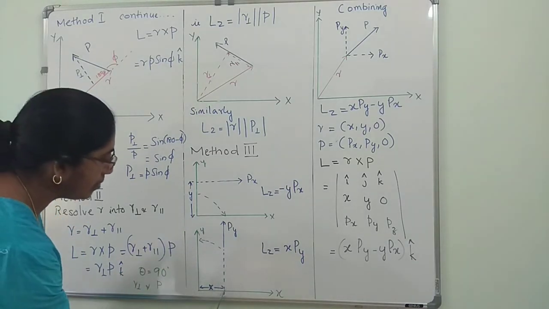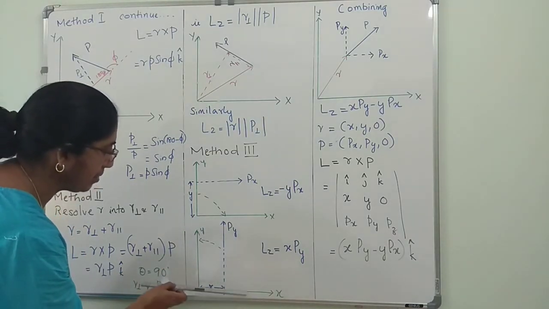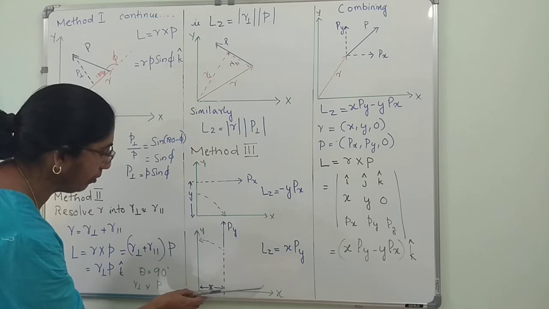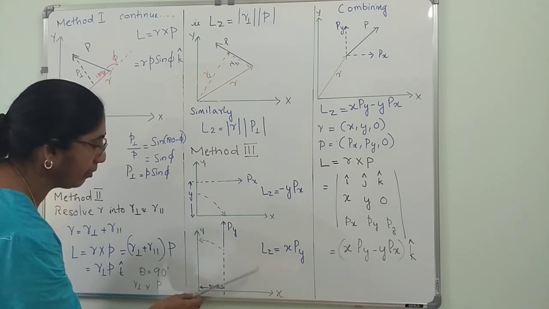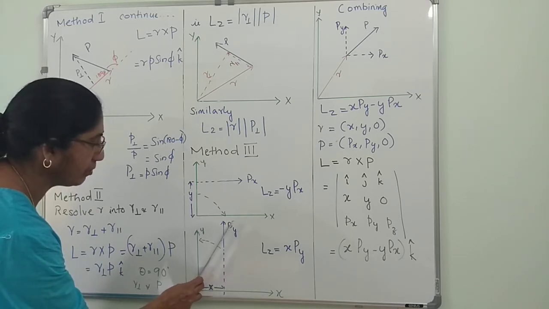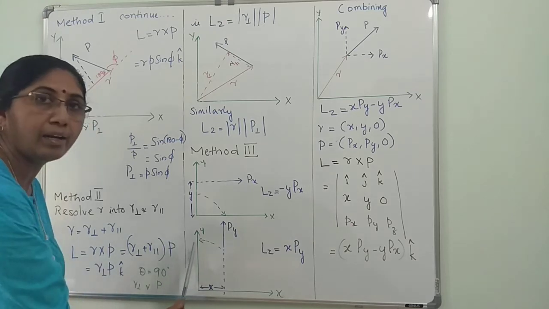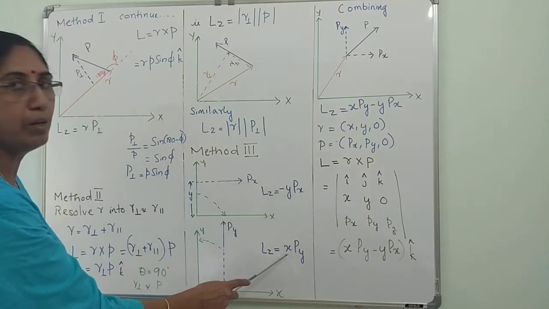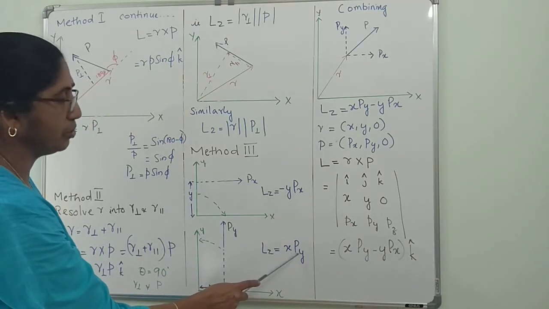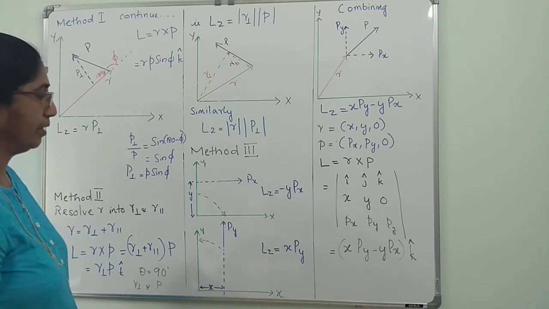Now, it is moving in this direction. That means, if you look from the origin, it is moving in the anti-clockwise direction. So the sign will be positive. So Lz equal to x py.